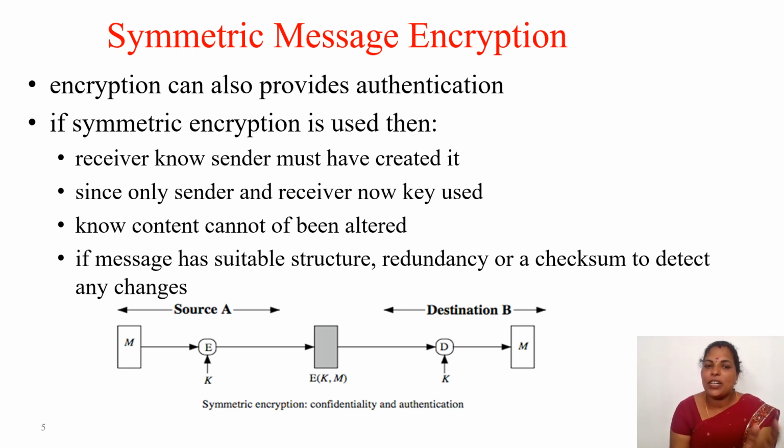See in this diagram here, the message is encrypted using the key K. The encrypted message, that is the ciphertext, is sent to the destination B, and at the destination B the receiver decrypts with the help of the key K and the message is received. So B thinks that everything is received from A, so it is authenticated. Likewise, both confidentiality as well as authentication are provided by the symmetric encryption process.